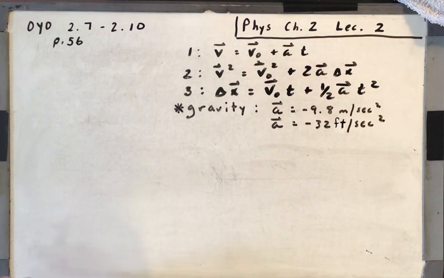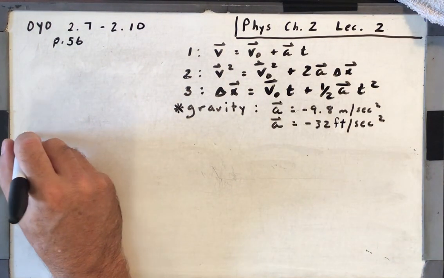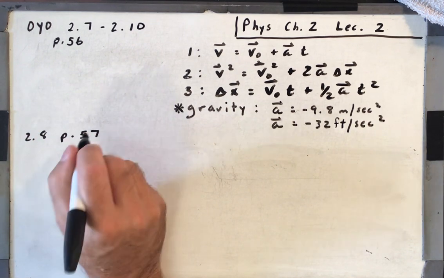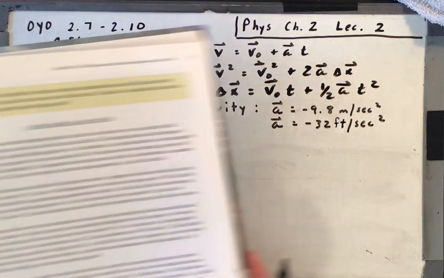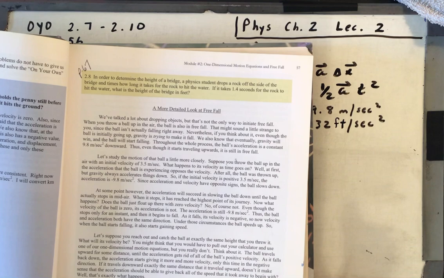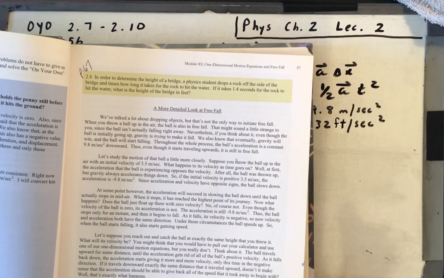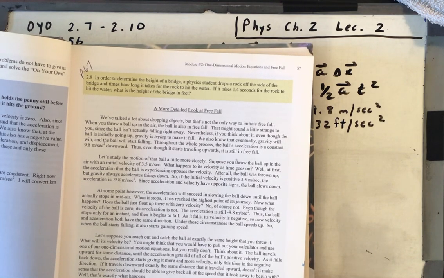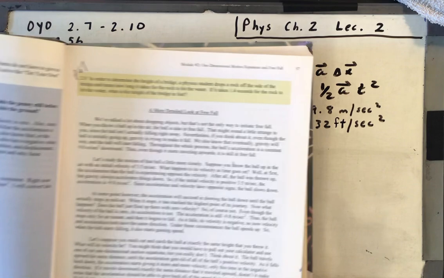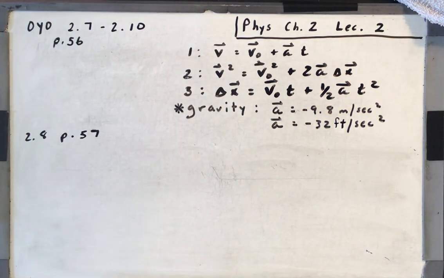All right, 2.8 on the next page. It says that in order to determine the height of a bridge, a physics student drops a rock off the side of the bridge and times how long it takes for the rock to hit the water. If it takes 1.4 seconds for the rock to hit the water, what is the height of the bridge in feet?